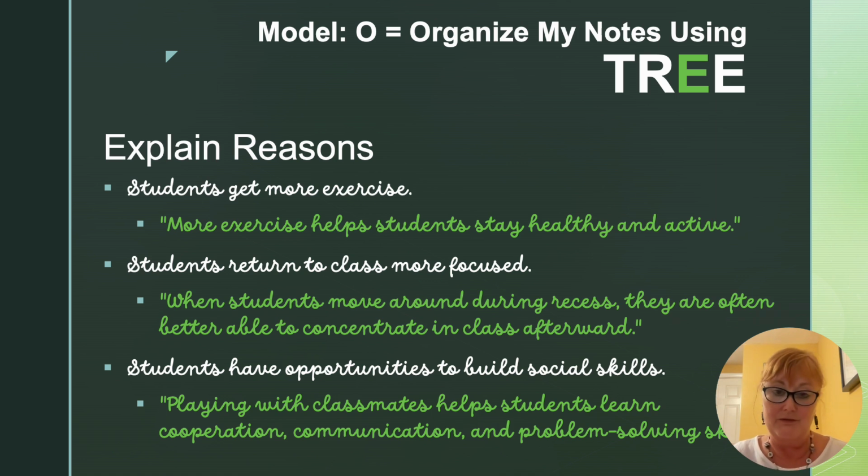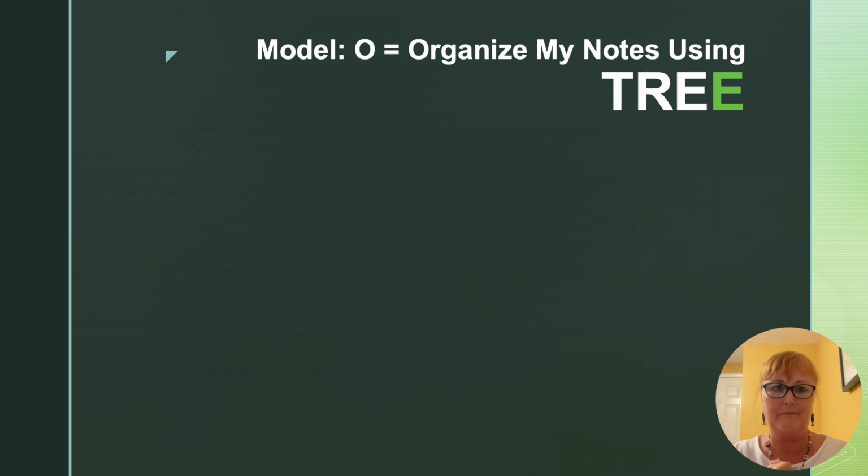So I've got my topic sentence, I've got my reasons, and I've got my explanation so far for my tree method. Next, we move on to the final E. Ending. My ending should remind the reader of my opinion. Now, my opinion is that all students need more recess.